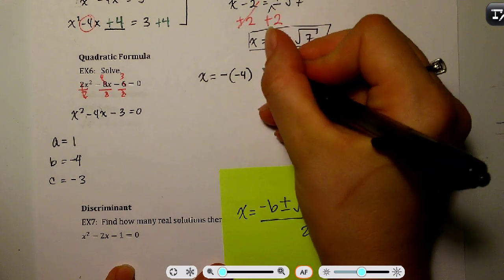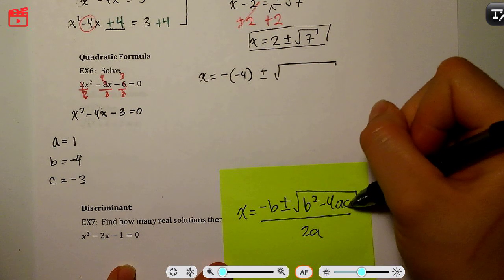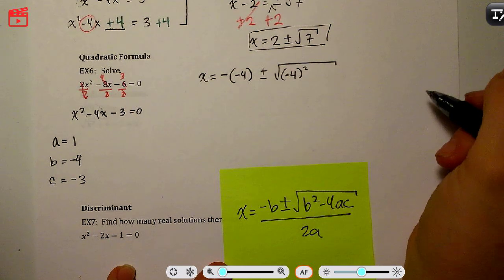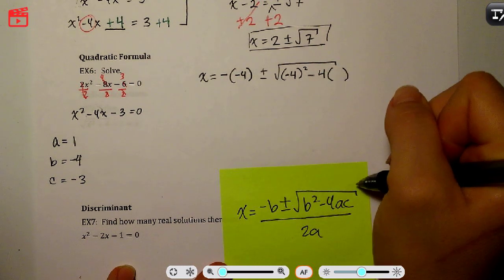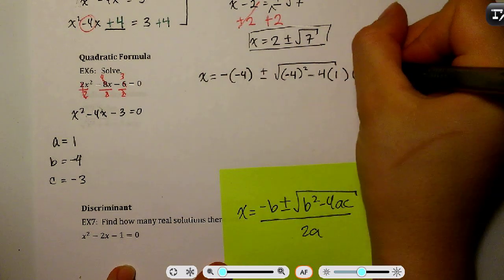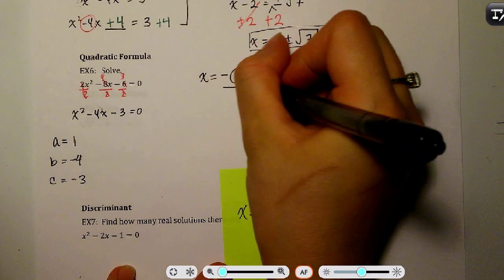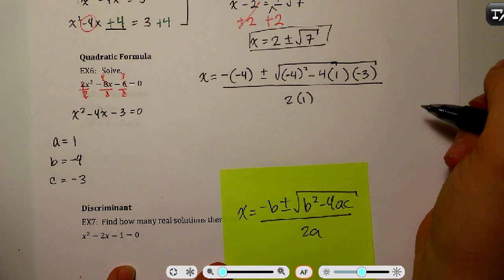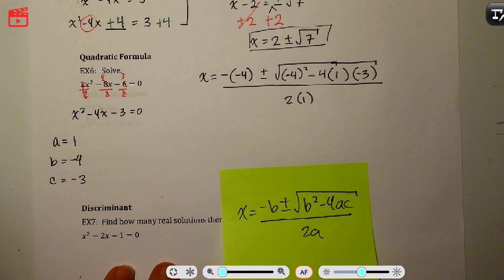And then, let's see, plus or minus the square root of what? B squared. Okay, so my B value, (-4) squared. Once again, I used the parentheses. Minus 4 times my A value, which is 1, and my C value, which is -3. Let me extend that. And then all over 2 times my A value, 1. All right, not too bad. Notice all the parentheses keep things nice and clean because we have so many negatives floating around.